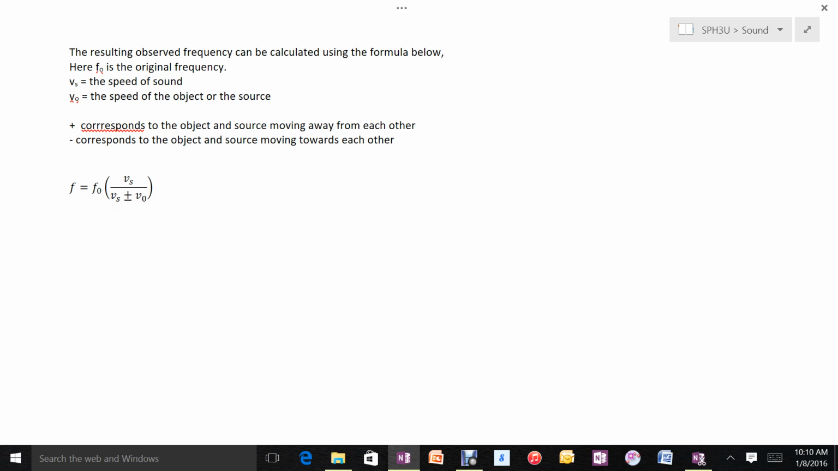The plus here will make the denominator bigger and make the observed frequency smaller. And so the plus works if the object and source are moving away from each other. And the minus here makes the denominator smaller, which will make the overall observed frequency bigger, which means we want that equation if the objects are moving towards each other. So the plus is for away, and the minus is for towards. That's the Doppler effect.